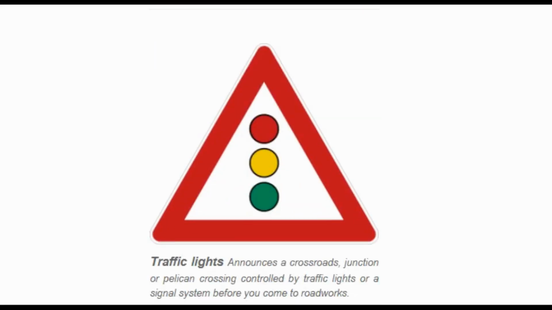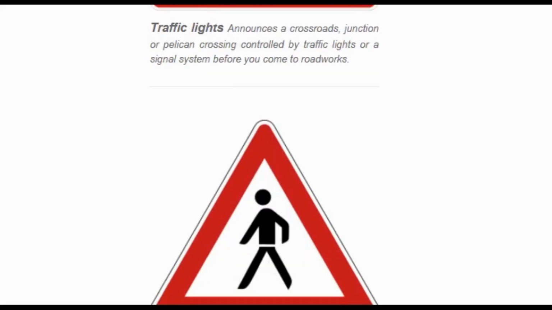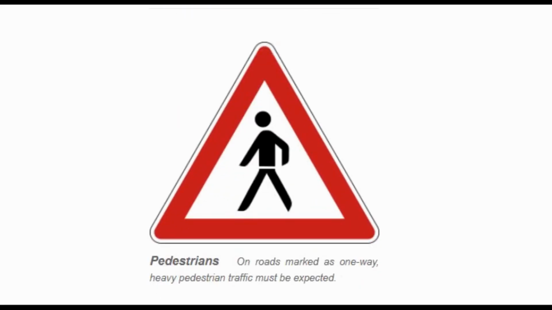Traffic lights announces a crossroads, junction, or pelican crossing controlled by traffic lights or a single system before you come to roadworks. Pedestrians. On roads marked as one-way, heavy pedestrian traffic must be expected.